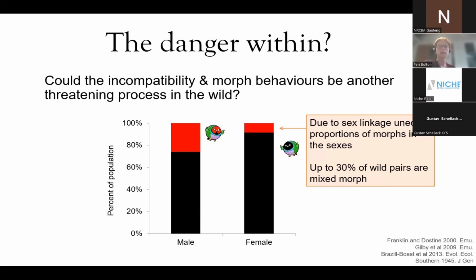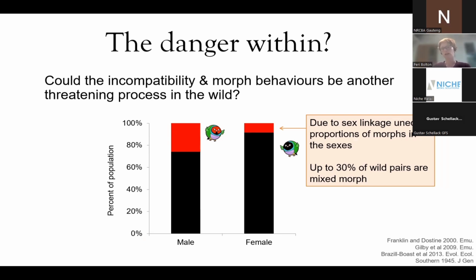But remember, I said that head color was carried on as a sex-linked thing. This means that in the wild, there are different frequencies of male and females of the different head colors. So you can see here we've got a lower proportion of black males compared to a larger proportion of black females. And so this means that up to 30% of wild pairs could be mixed morph.